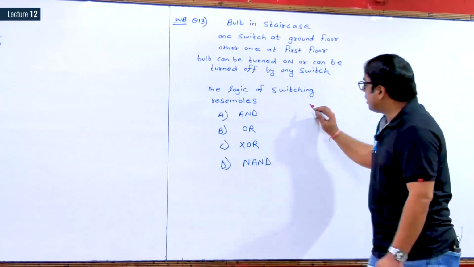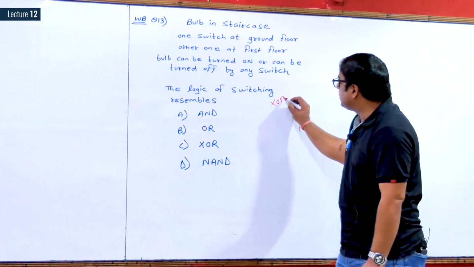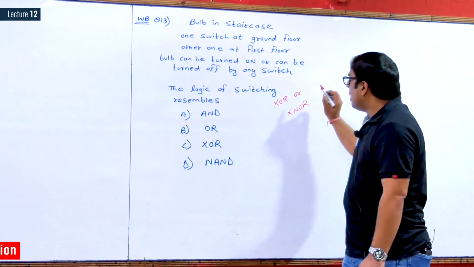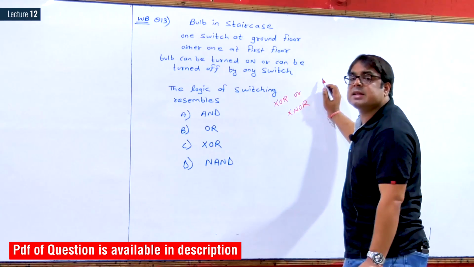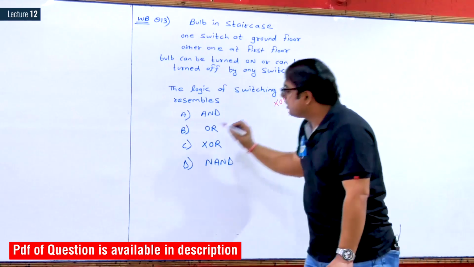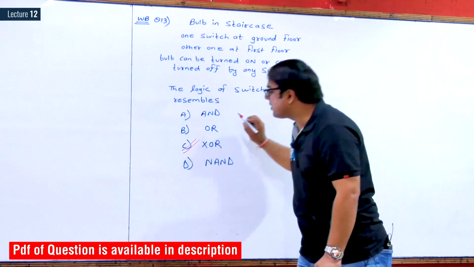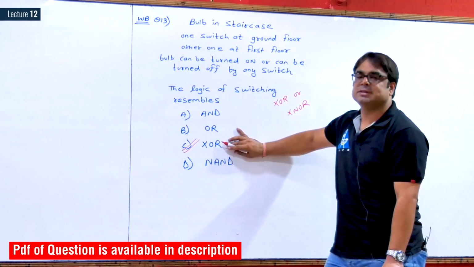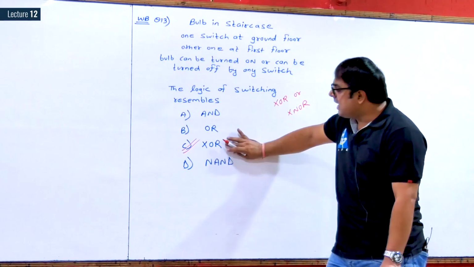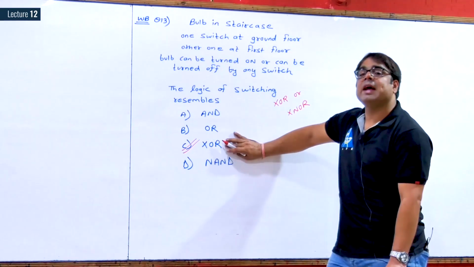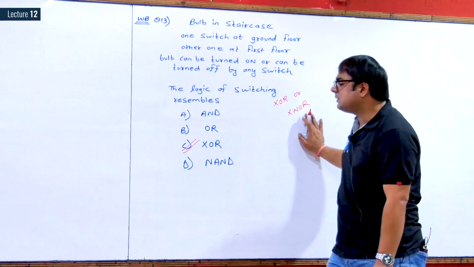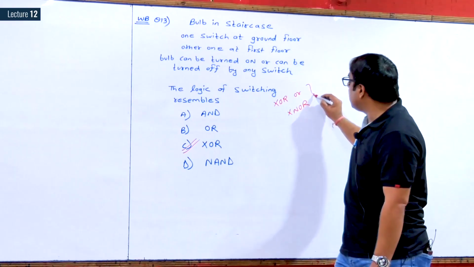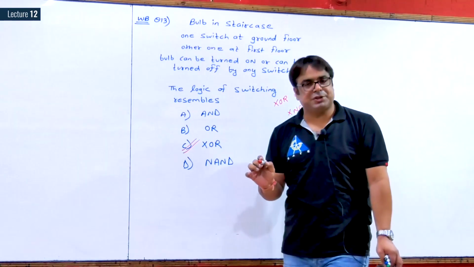The answer to this question can be the XOR gate or the XNOR gate. Both can be the answer to this question. In the options, it is given as XOR gate. If instead of XOR it was given as XNOR, then XNOR would have been correct. Both the answers are correct.